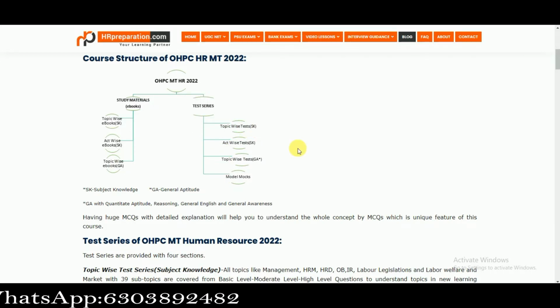First, topic-wise tests of subject knowledge. Second, act-wise tests of subject knowledge. Third, topic-wise tests of general aptitude or general paper. Fourth one is model mocks as per exam pattern. Each question in each test series, acts and model mocks is given with detailed and unique explanation.